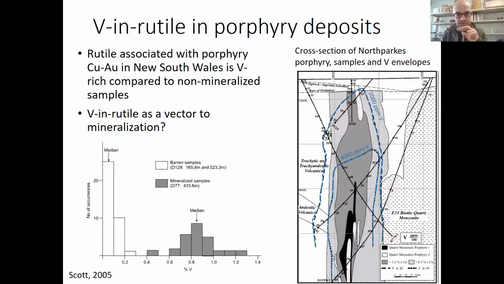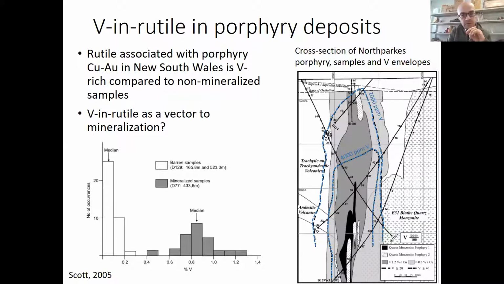Okay, so let's have a look at some examples of application of rutile in ore deposits. Here in this study, Scott analyzed rutile from porphyry deposits in New South Wales in Eastern Australia. So he analyzed rutile from high copper samples close to the center of the system and from other samples further away from the center of the system.